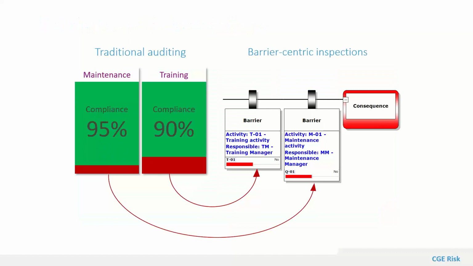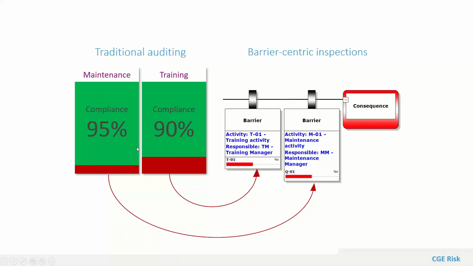By using that data, instead of showing the traditional auditing results as a compliance number of, for instance, 95% on maintenance and 90% on training, we would be able to show our results per scenario as you would look at them throughout a bow tie. By doing that, you might just discover that two of your critical barriers in a very dangerous scenario are actually underperforming. Initially, by just looking at your traditional audit, you would not be able to spot that because they might be part of that small red space or small red part of your results.